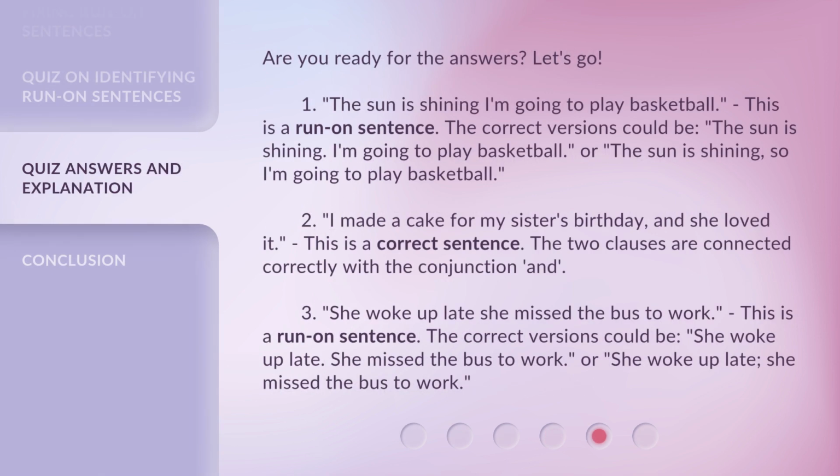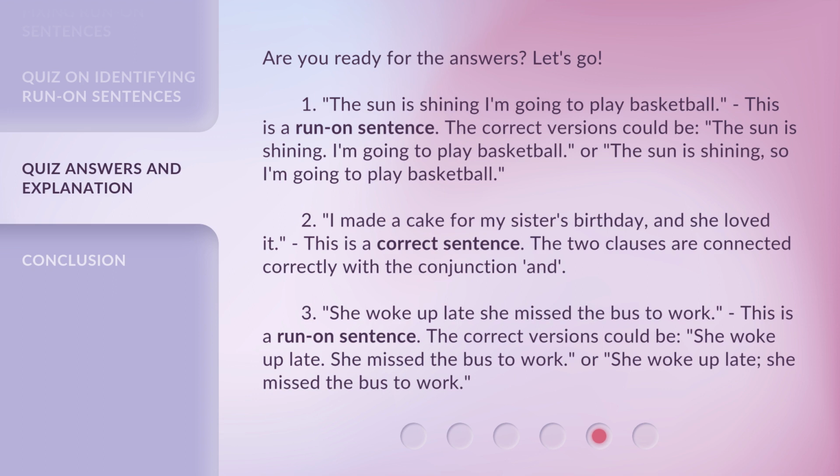Are you ready for the answers? Let's go. 1. The sun is shining, I'm going to play basketball. This is a run-on sentence. The correct versions could be, the sun is shining. I'm going to play basketball. Or, the sun is shining, so I'm going to play basketball.